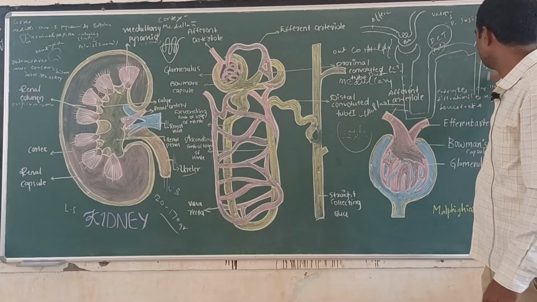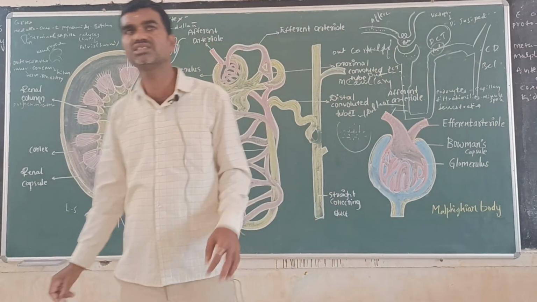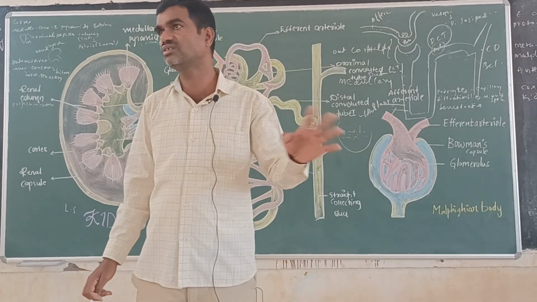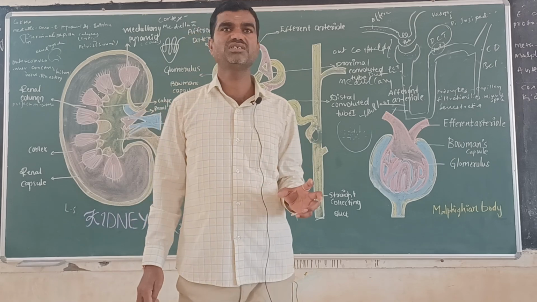So from the DCT, it is now reaching the collecting duct or Bellini duct. Next it is exiting through the ureter, urinary bladder and urethra. Now it is going outside. Here are very important points.